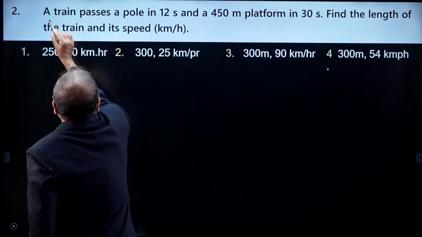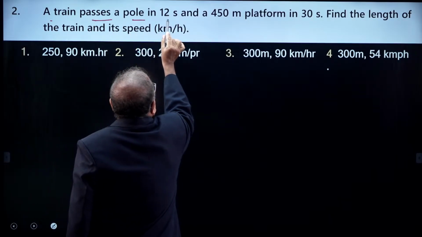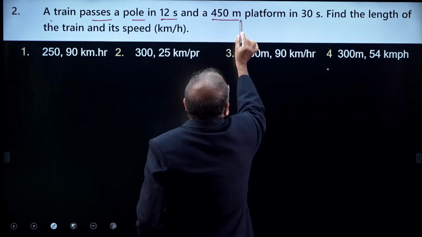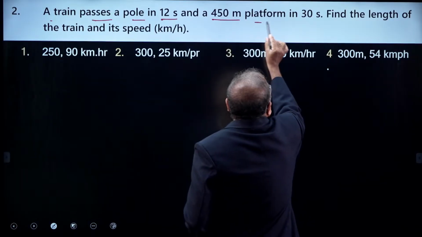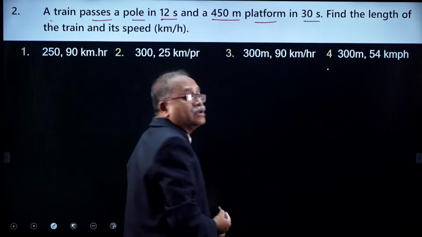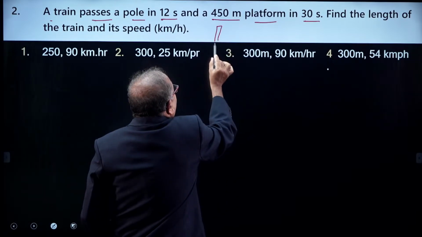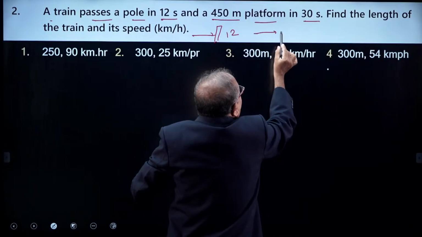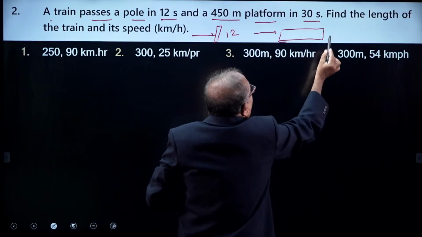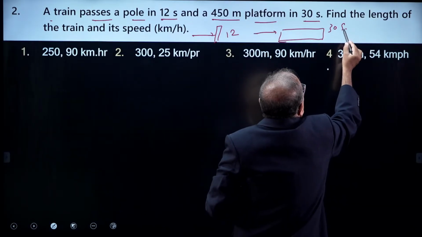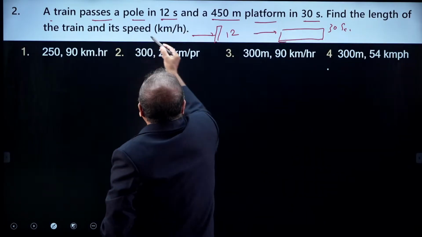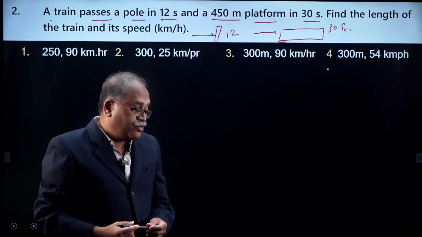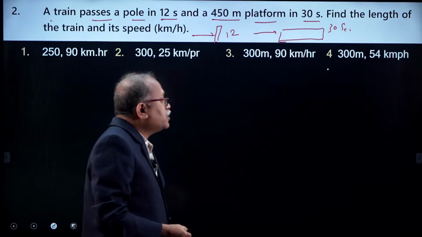Here it's the question. A train passes a pole in 12 seconds and a 450 meter platform in 30 seconds. So it crosses a pole in 12 seconds and it crosses a platform in 30 seconds. Find the length of the train and the speed in kilometer per hour, Prabhu.